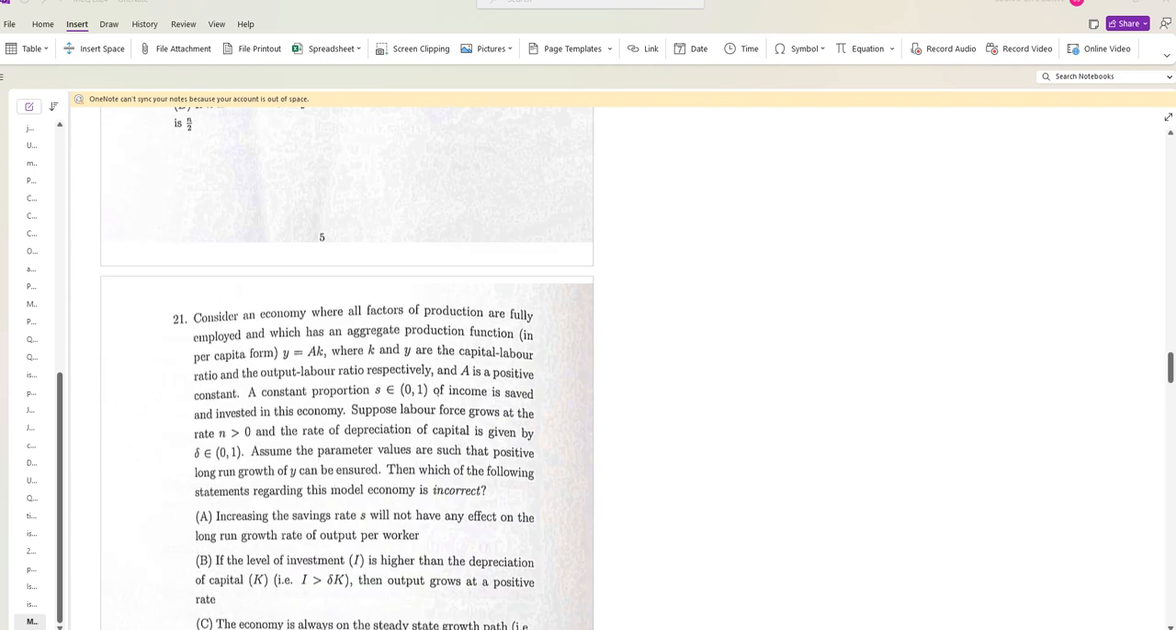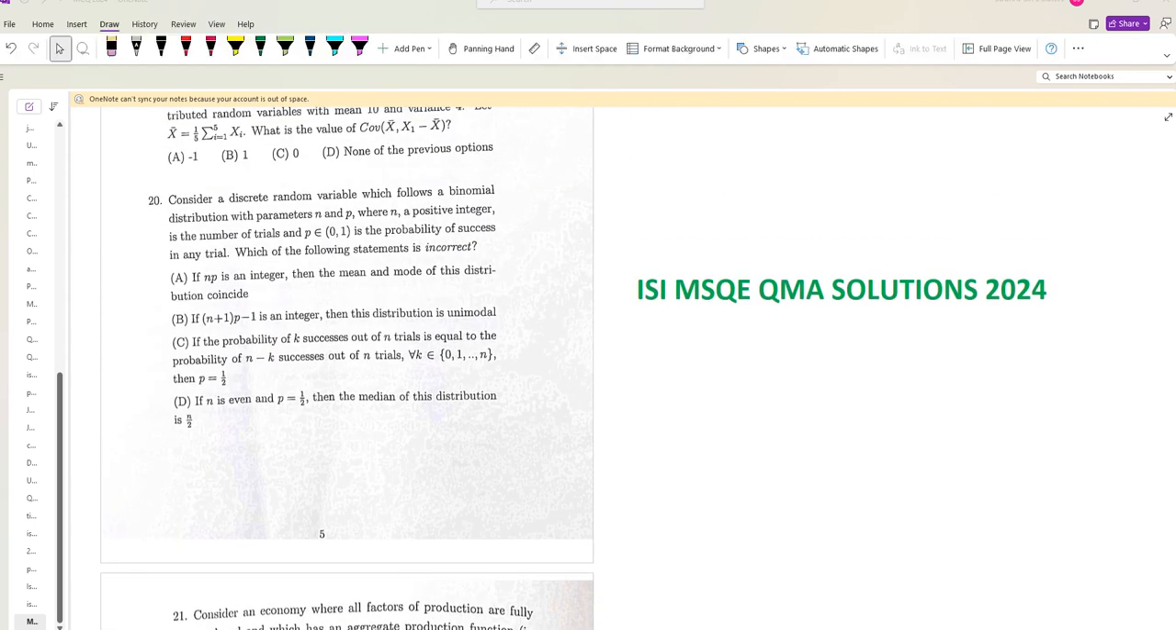Dear students, today we are solving the ISI MSQE QMA solutions for 2024.